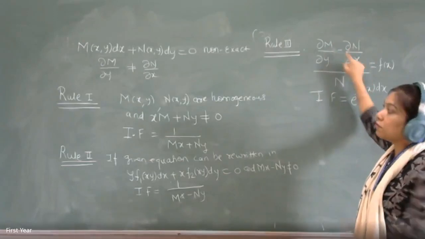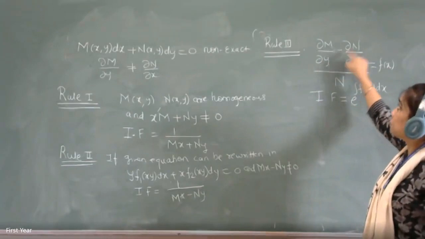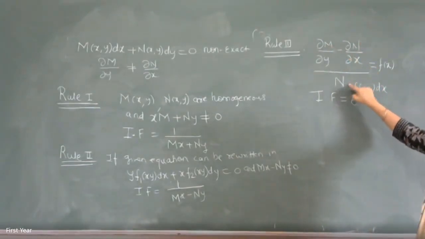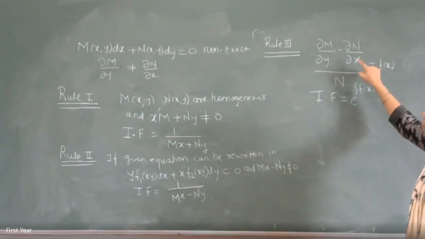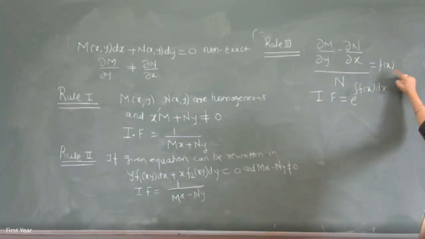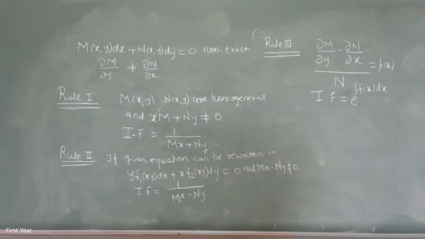We know that this derivative is already found. If I start with the derivative delta n by delta y, subtracting it from delta n by delta x, I have to divide by the opposite derivative n. And n is differentiated with respect to x. Therefore, the final term should be in terms of x. This is how we will keep it in mind. Okay? And then once you know f of x, the integrating factor is e raised to integration f of x dx. This is rule 3. Is there any doubt in this? No, ma'am. Clear? No, ma'am.